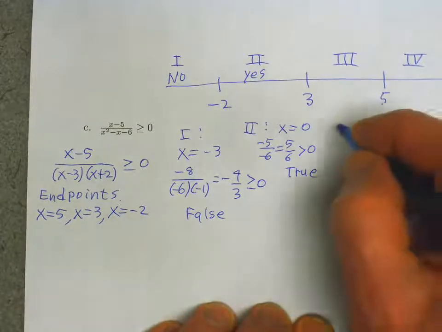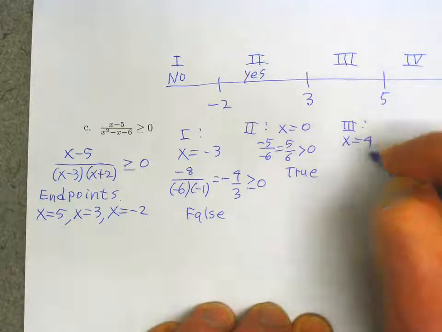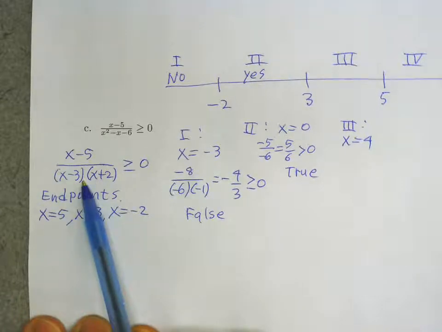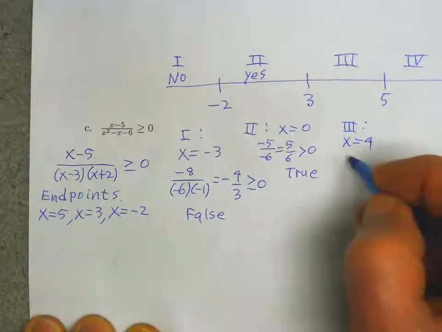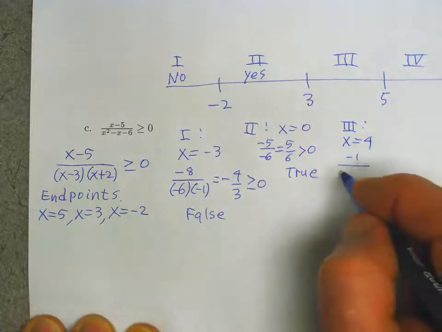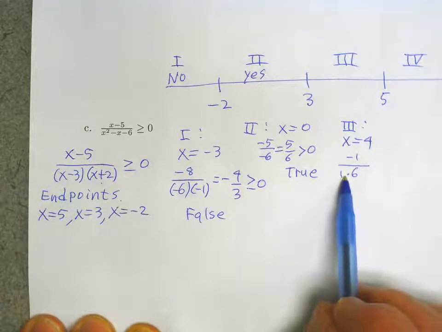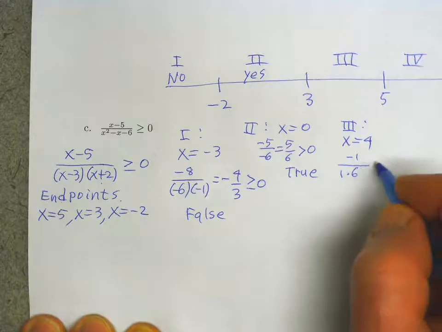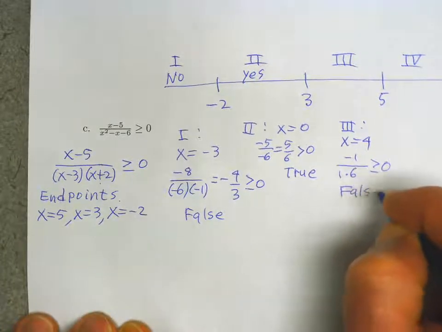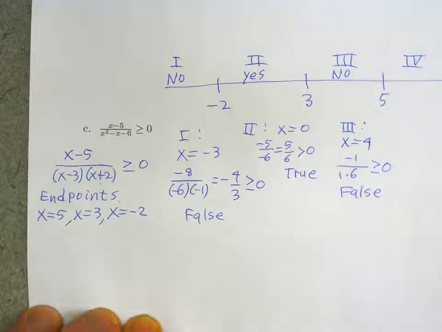In the third interval, we can pick x to be 4. And then I'll use the factored form again. 4 minus 5 in the numerator is negative 1. In the denominator, 4 minus 3 is 1, and then 4 plus 2 is 6. So this number is negative, negative 1/6. The inequality greater than or equal to 0 makes it false. That's a false statement. So none of the numbers from 3 to 5 are solutions.